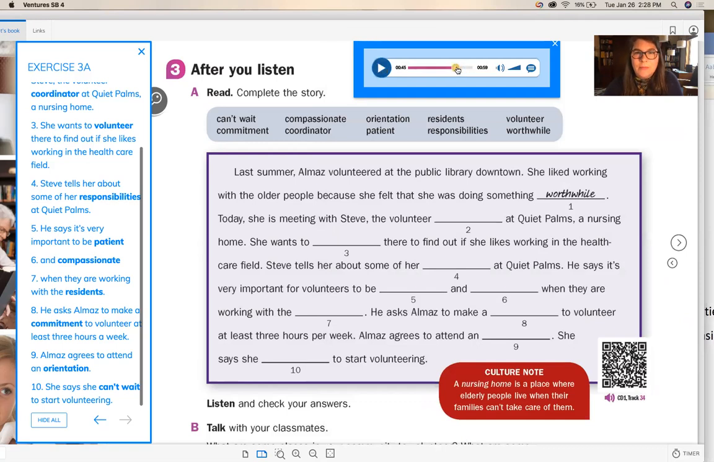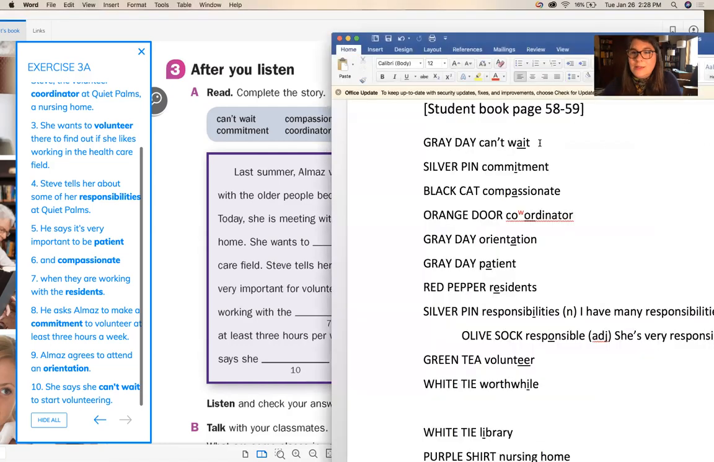1 more time. Almaz agrees to attend an orientation. Listen to how long the wait is stressed. Ready? She says she can't wait to start volunteering. She says she can't wait to start volunteering. Isn't that interesting? This is what you're hearing right here. Okay? So when you're doing these listening activities, the longer syllables means that's where the most meaning is. That's what's really important. I can't wait to start volunteering.